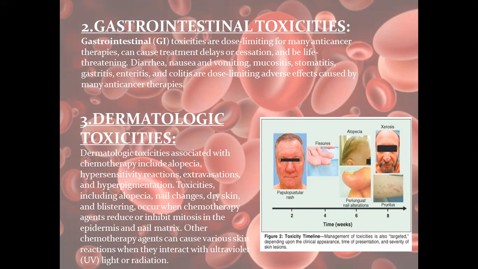And what is dermatologic toxicity? Dermatologic toxicity associated with chemotherapy includes alopecia, hypersensitivity reaction, extravasation, and hyperpigmentation. It can cause nail changes, dry skin, and blistering, which occur when chemotherapy agents reduce or inhibit mitosis in the epidermis and nail matrix.